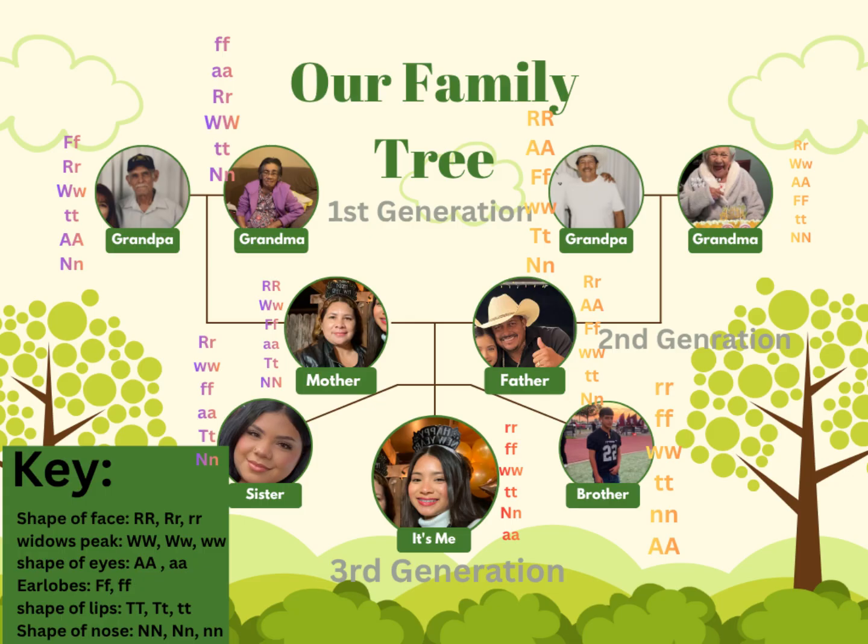As for the eye shape, my grandpa on my mother's side has a very dominant eye shape and my grandma has a recessive eye shape. And for my father's side, my grandpa has a dominant eye shape as well as my grandma. My mother has a recessive eye shape, so she passed those traits down to all of my siblings and I.